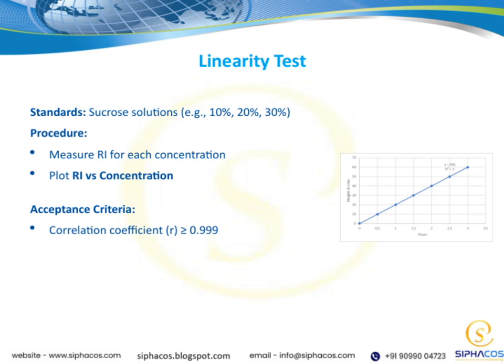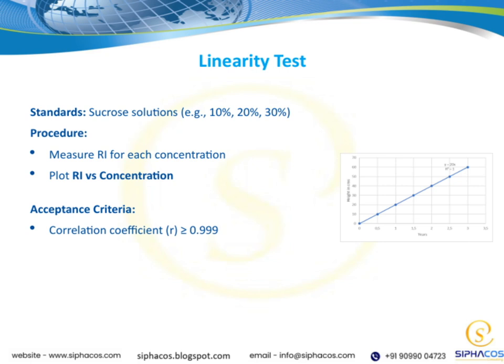Once we have those readings, we plot the RI values against the corresponding concentrations. This visual representation allows us to see whether the response is linear, meaning directly proportional. The key acceptance criterion here is the correlation coefficient, or R. We want this value to be at least 0.999, which indicates an almost perfect linear relationship. Achieving this level of linearity confirms that our method is reliable for quantifying sucrose concentrations accurately across the tested range.